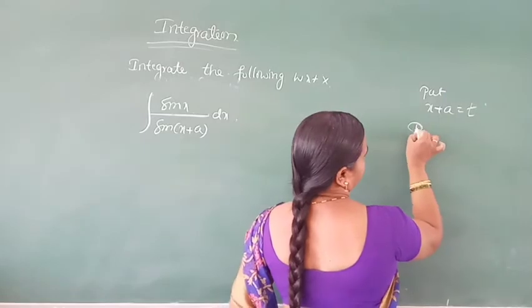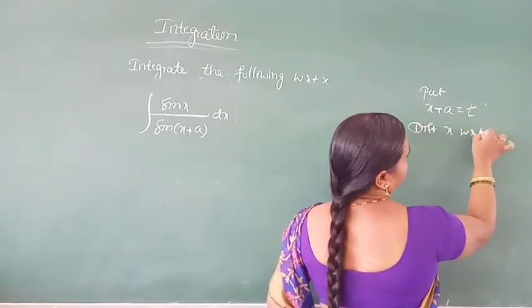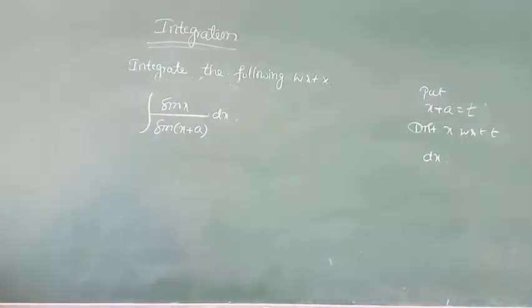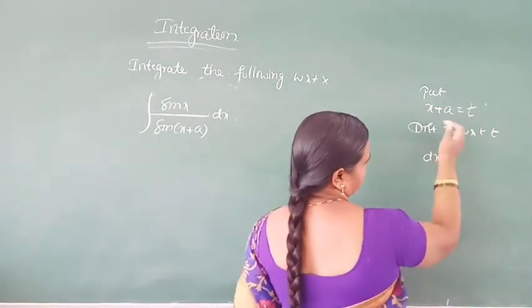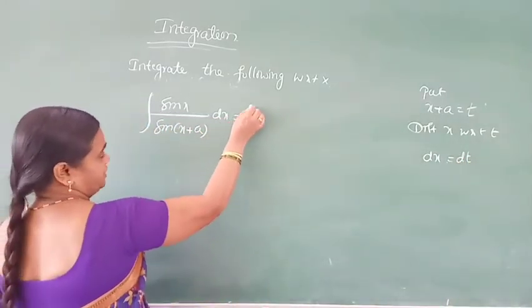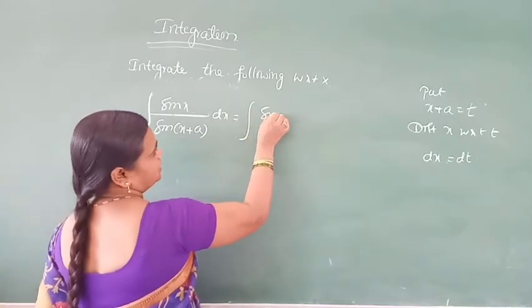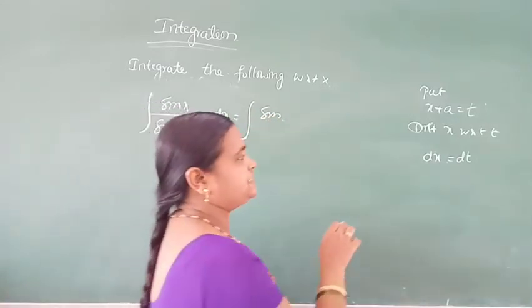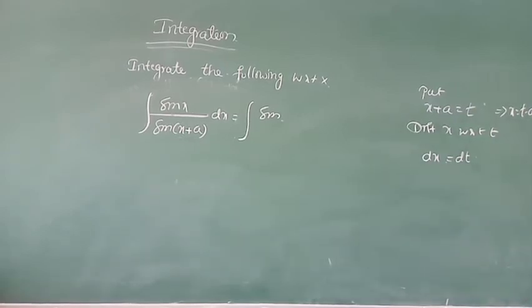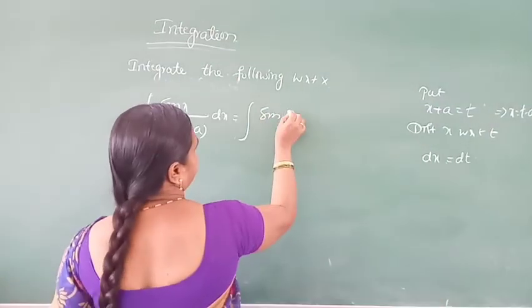And do the differentiation. Differentiate x with respect to t. We get dx. The constant is there, a. The differentiation of a constant we know is 0. Therefore, dx plus 0 will get dx only, so dx is dt. Integration of sine of x plus a as t means this implies x is equal to t minus a. Therefore, this x we can write as t minus a.